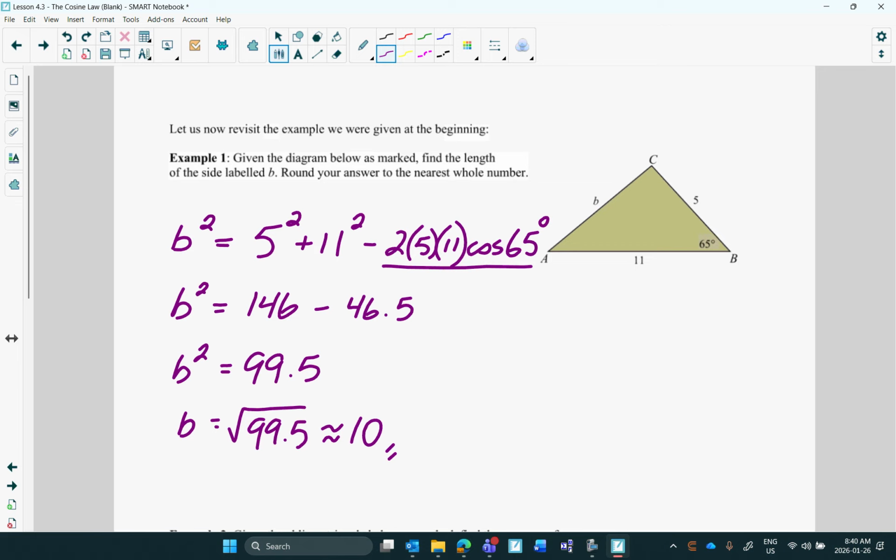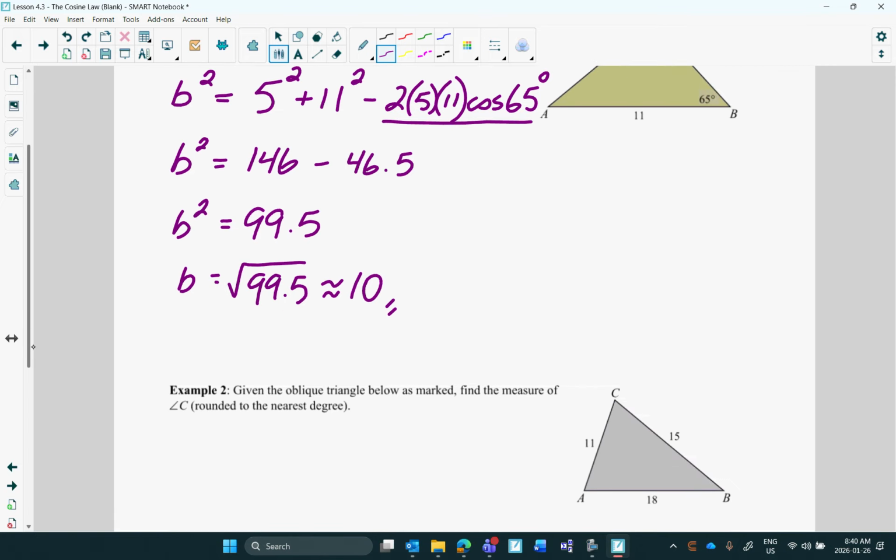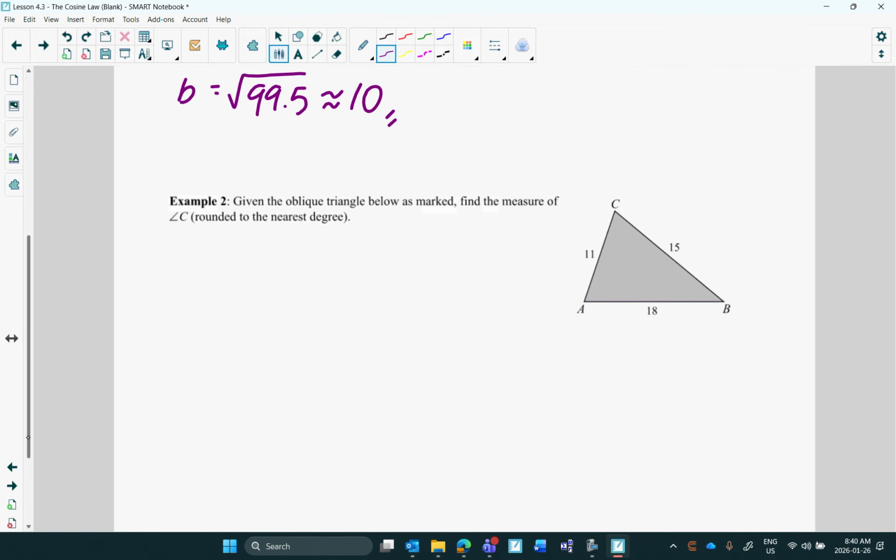Let's look at the other example where we use cosine law. And this is where you're asked to find an angle. So notice there's no way you can use sine law because you need an angle to use sine law, but we can use cosine law. And there's a variation of the cosine law formula that allows us to find an angle. And it looks like this.